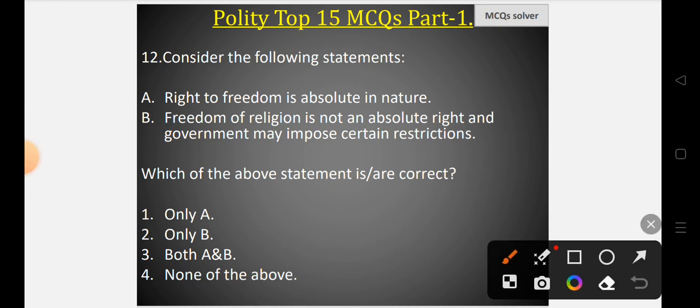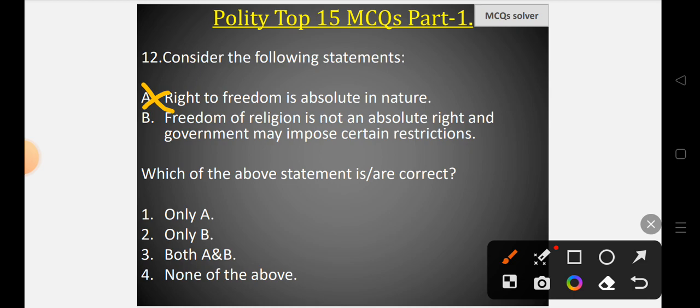So when it comes to right to freedom, as statement A says that right to freedom is absolute in nature, it's an incorrect statement. It is because right to freedom is subjected to public morality, and as right to freedom says freedom of speech and expression, it should be a reasonable expression and it should not be against any religion or any caste or any such thing.